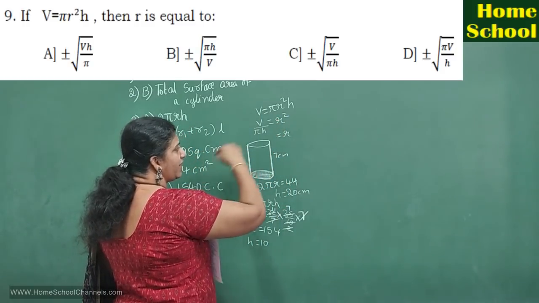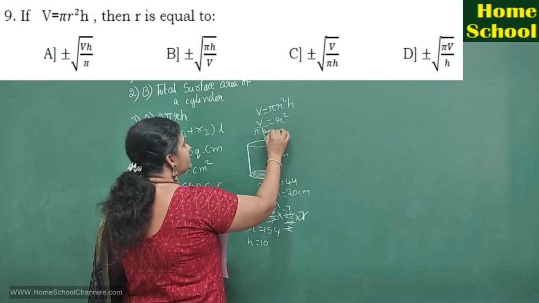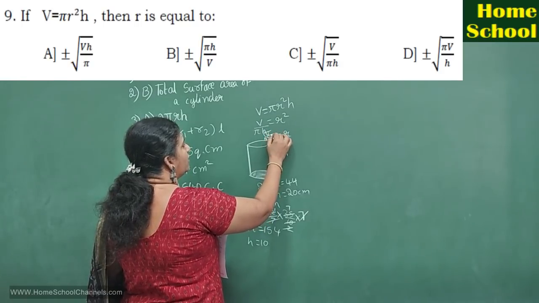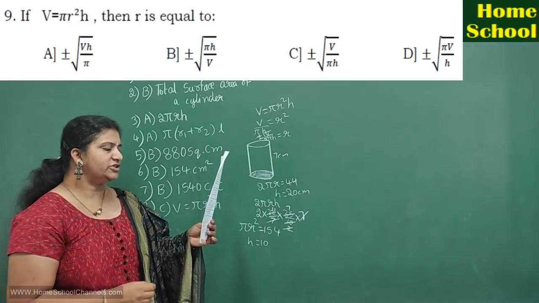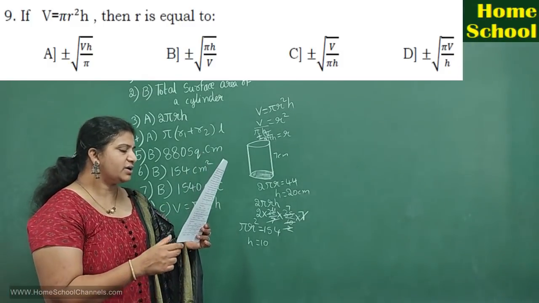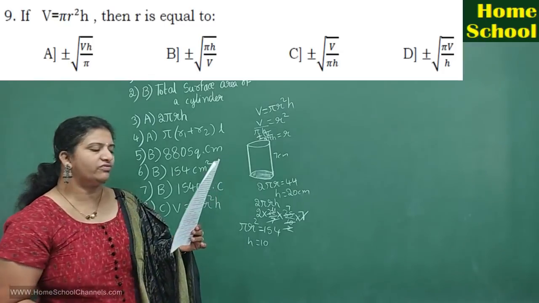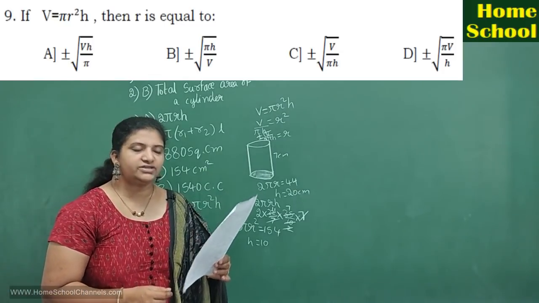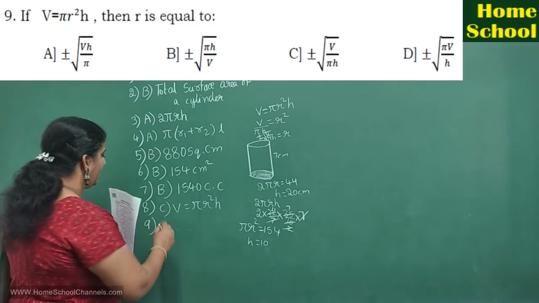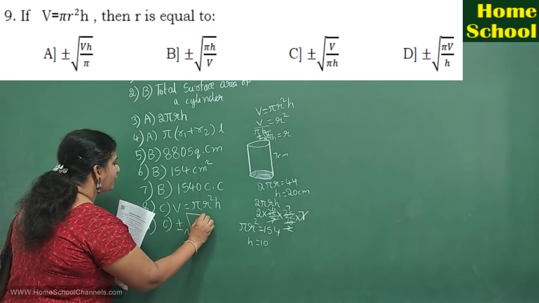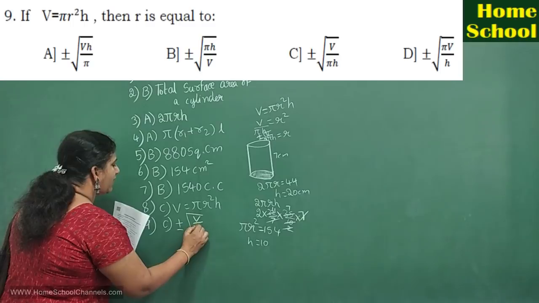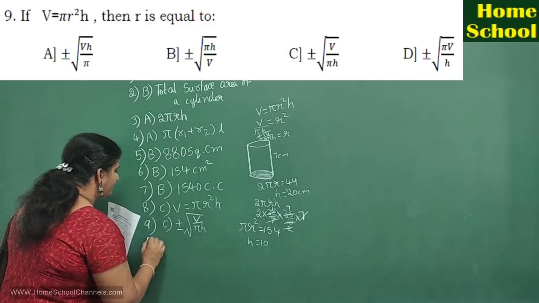Apply square root on the other side. When you are applying square root, you need to take plus or minus. Don't forget that. See which option it is. r is equal to plus or minus root of V by pi h. It is your option C.